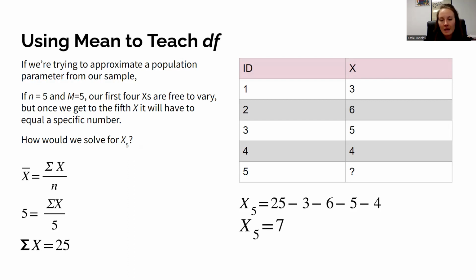Okay, so we find that it doesn't matter what those first 4 values of x are. They could be anything. And if that's the case, then our last x doesn't have any choice. It doesn't get to be anything else. So in this circumstance, because the mean was 5, our 5th x had no other choice than to be 7.